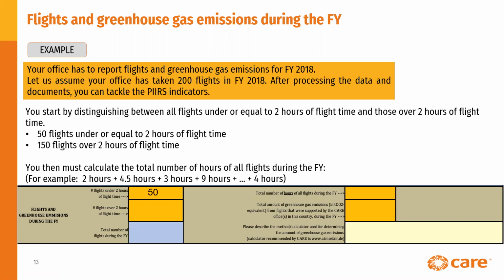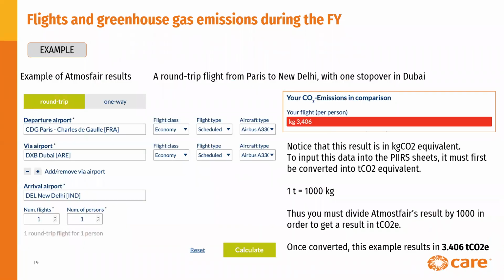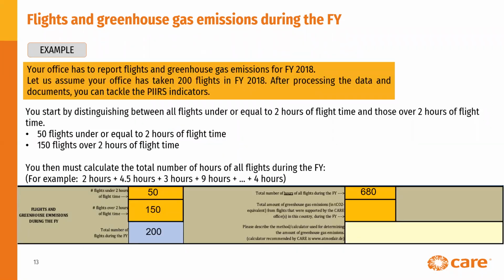This data is then input into PIIRS in their respective entry points. You then must calculate the total number of hours of all flights during the fiscal year. So this, for example, would be a flight of 2 hours plus 4.5 hours, 3 hours and 9 hours, and so on, up to another flight of 4 hours. After calculating all this, let's assume that we have an answer of 680 hours of total flight time during the fiscal year. This is then input here into its respective entry point. So now we have a flight and greenhouse gas emissions PIIRS section, which looks like this, presented here on this page.